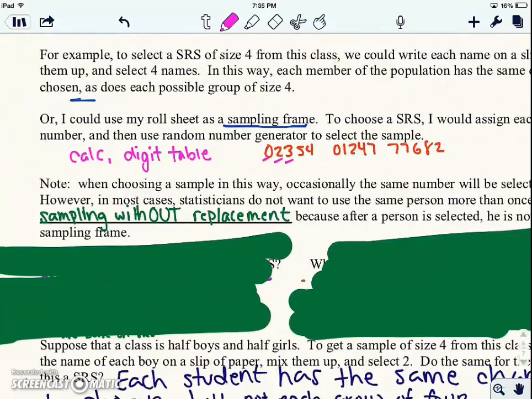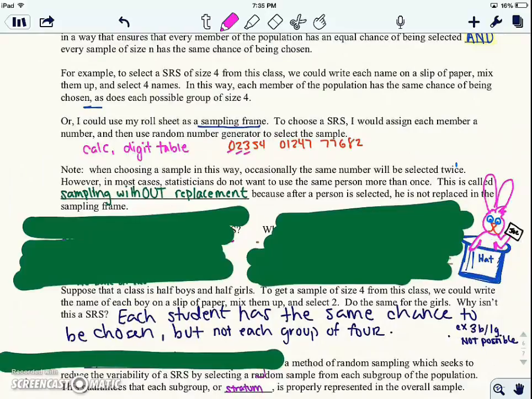They'd randomly pick a number to start and go from left to right. We don't really use those anymore, and they won't show up on the AP test anymore, because real statisticians will now use a calculator or a computer.